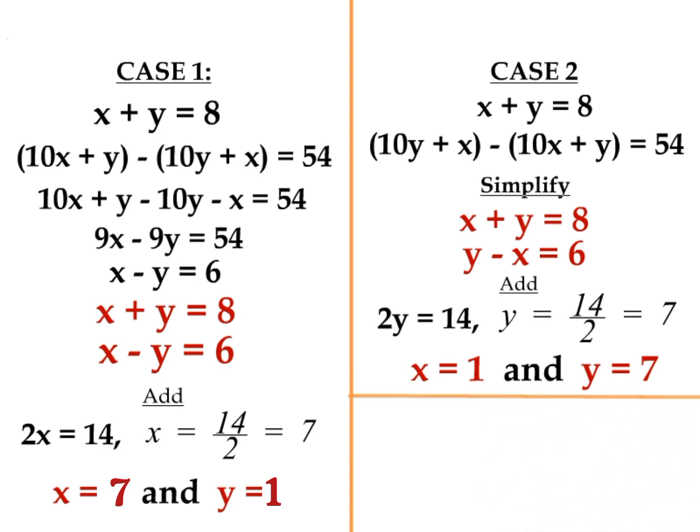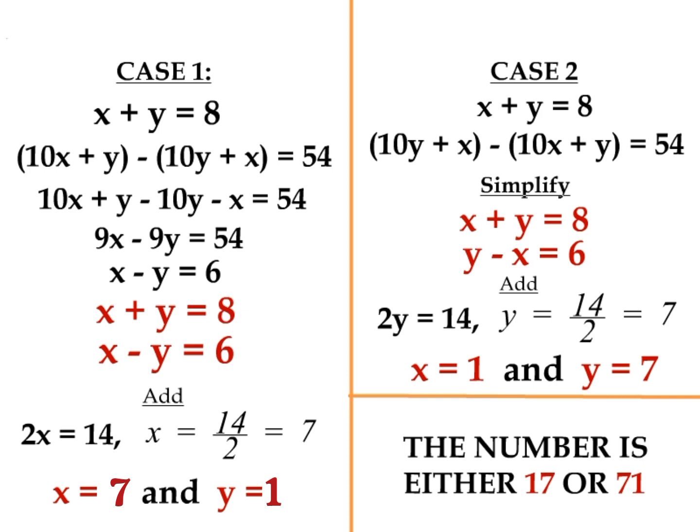Finally, x equals 1 or 7, and y equals 7 or 1 respectively. When x is equal to 1, y equals 7, and vice versa. Conclusion: the number is either 17 or 71.